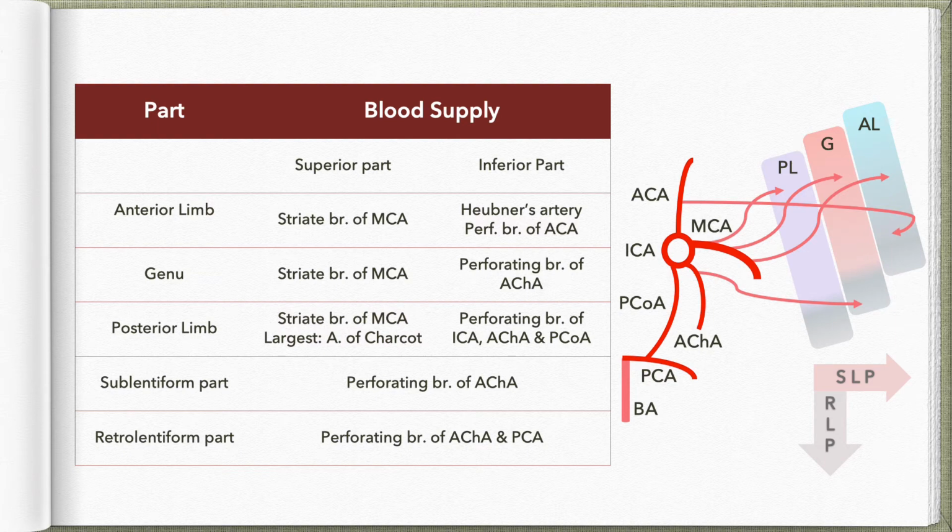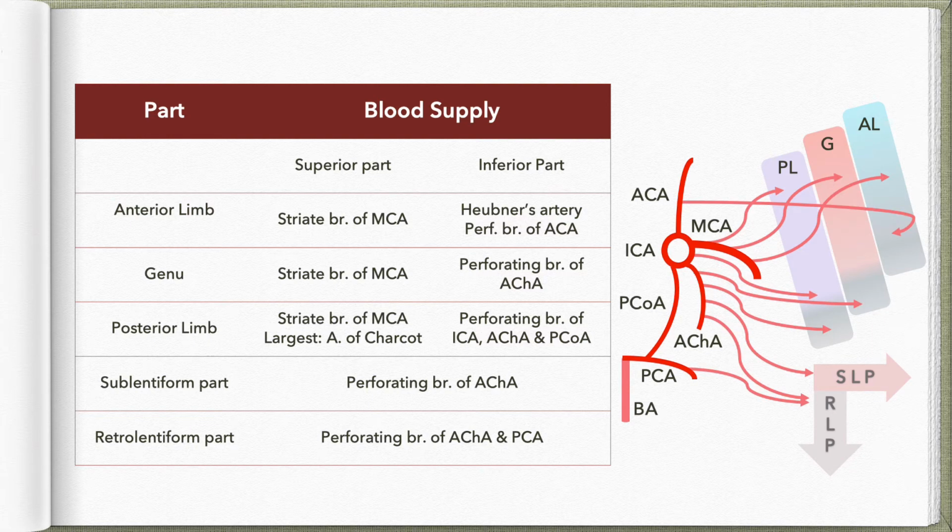The lower part of the posterior limb is supplied by perforating branches of internal carotid artery, anterior choroidal artery, as well as branches coming from the posterior communicating artery, which is not shown here. Now the sublentiform part is mainly supplied by the branches of anterior choroidal artery, and retrolentiform part is supplied by both anterior choroidal as well as branches coming from posterior cerebral artery. So this is the blood supply for the internal capsule.